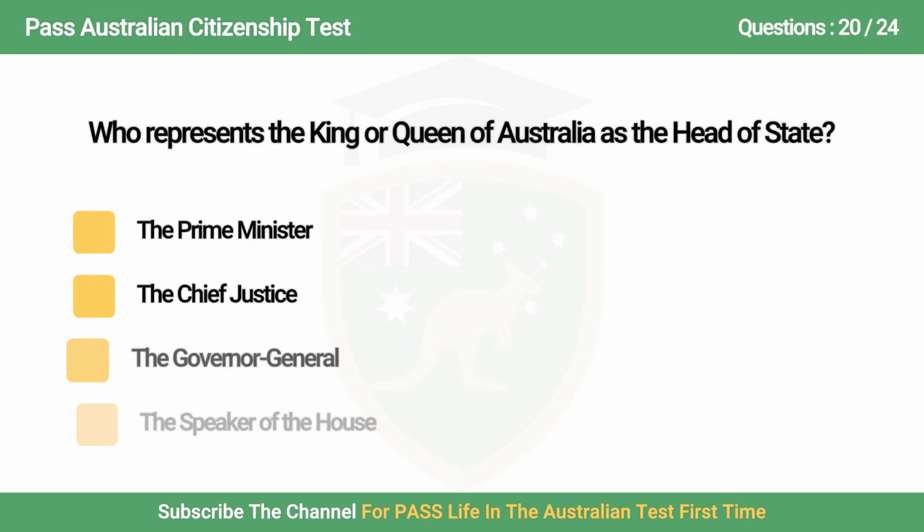Question 20. Who represents the King or Queen of Australia as the head of state? A. The Prime Minister. B. The Chief Justice. C. The Speaker of the House.